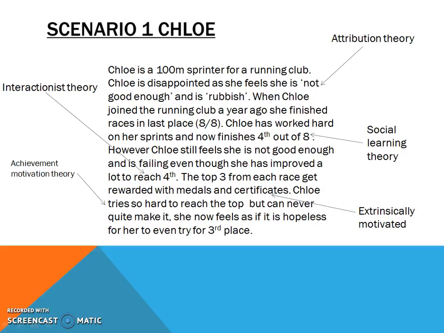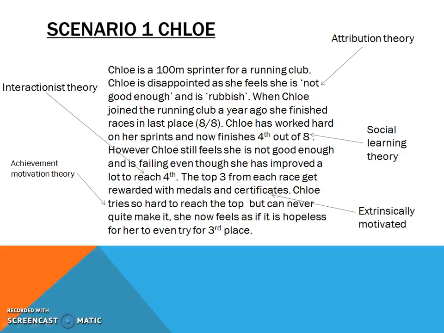However, Chloe still feels she is not good enough and is failing, even though she has improved a lot to reach the 4th. The top 3 from each race get a reward with medals and certificates. Chloe tries so hard to reach the top, but can never quite make it. She now feels as if it is hopeless for her to even try and reach 3rd place.